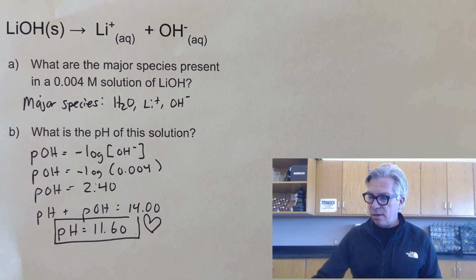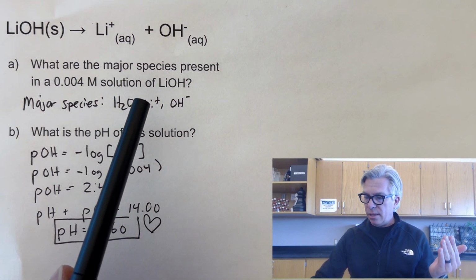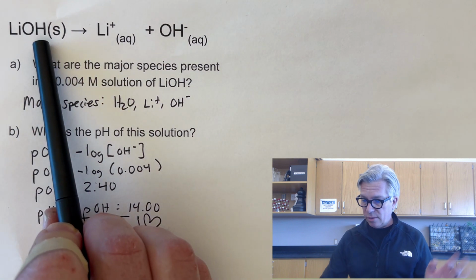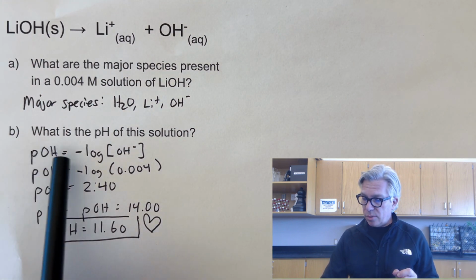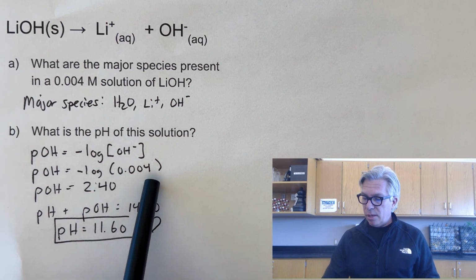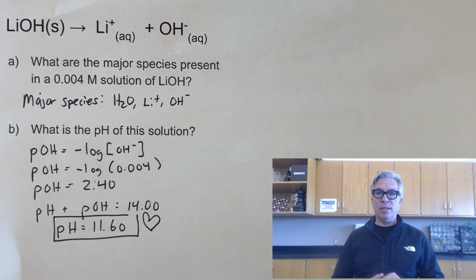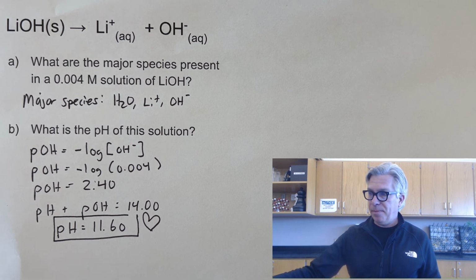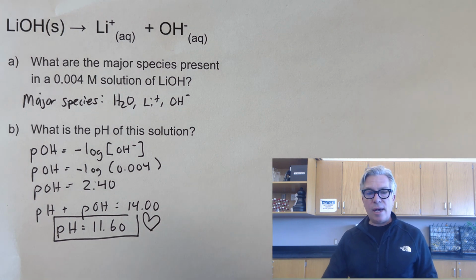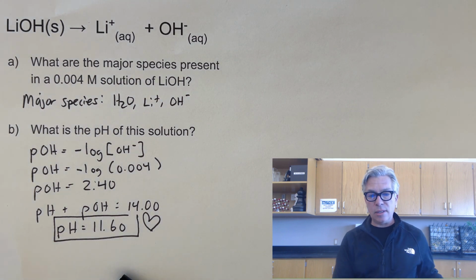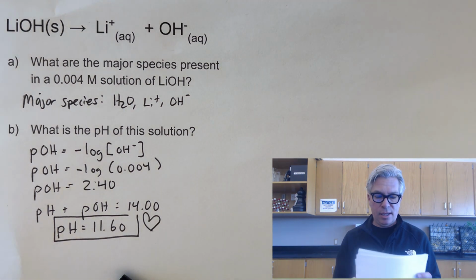The major species are, of course, water. Make sure to list that. Lithium and the hydroxide, but none of the lithium hydroxides themselves. They've dissolved. The pOH was the negative log of 0.004. pOH is 2.4. Subtracting that from 14 gave me 11.60 in my answer. So there you have it. Calculating the pH of strong acid and strong base solutions, and have your log button handy on your calculator.